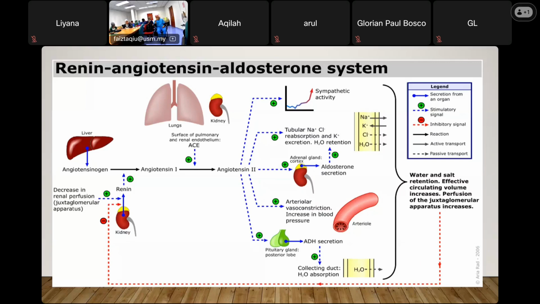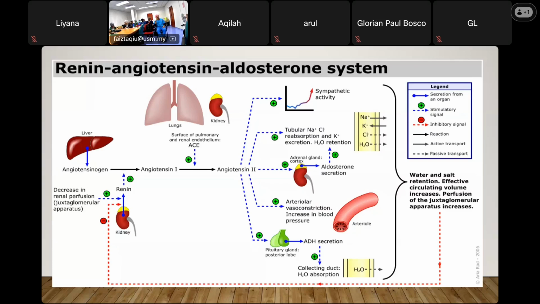But you need to get the answer of at least adrenal cortex. What does aldosterone do? Aldosterone will increase the absorption of sodium, and then water will follow the sodium, from the distal convoluted tubule. And what's the effect of that? The effect will increase the blood volume.